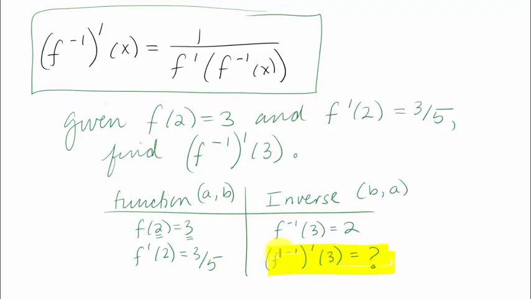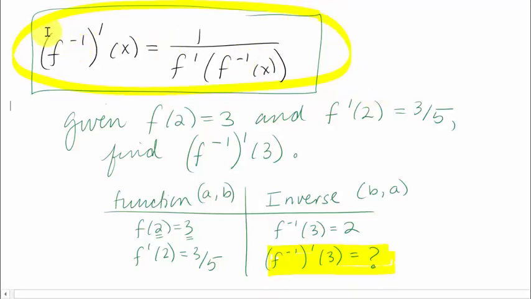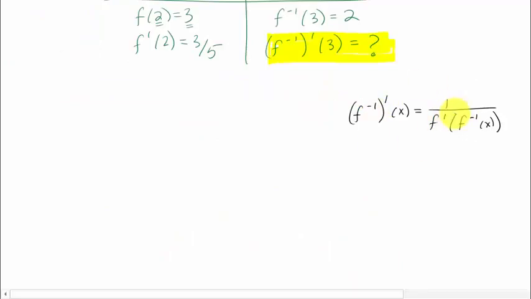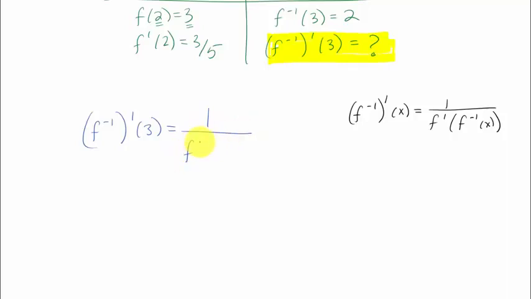I would highly recommend organizing this information into a chart because it's going to make using this formula a lot easier. So let's grab this formula and apply it to what we just did. I've moved my formula over here. What I want is the derivative of f inverse at 3, and that's going to equal 1 over f prime of f inverse at x. Our x is 3 in this case, so I'm going to plug it in there and start substituting things.